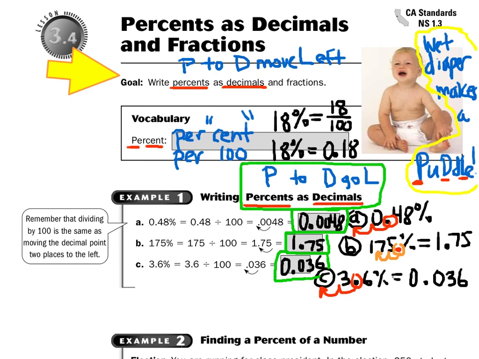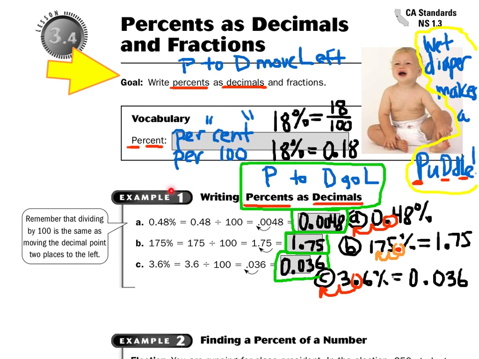Okay. So the vocabulary word here is percent. Percent means per cent, if I break it apart, which is per 100. Just like there are 100 pennies in a dollar, that's how you can remember per cent. So 18% would be 18 per 100. Or another way to think of 18% is 18 hundredths.